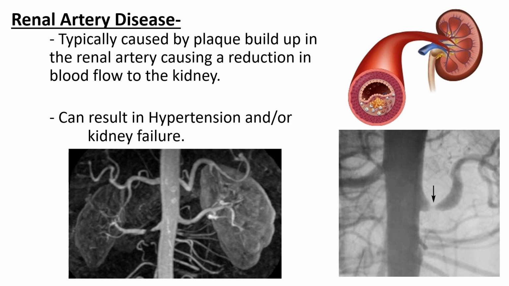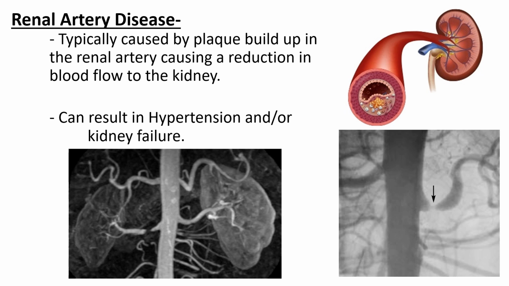Renal artery disease. This is caused by plaquing buildup in the renal artery itself, causing a reduction in the blood flow to the kidney. So the kidney gets 20% of your blood, a fifth of your blood. Every time your heart contracts, a fifth of that blood gets pushed into the kidneys for additional cleaning. We're really helping to clean out a lot of the plasma in the kidneys. And when we start hindering how well we can clean the blood, that's going to cause all kinds of problems later on. This can result in hypertension and or kidney failure if this plaquing gets bad.